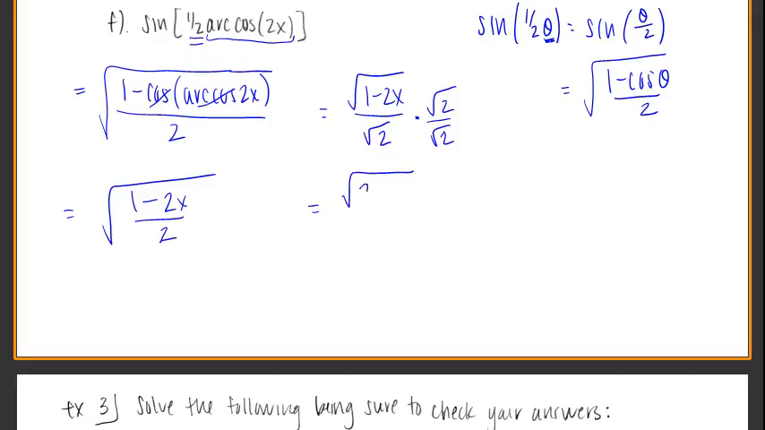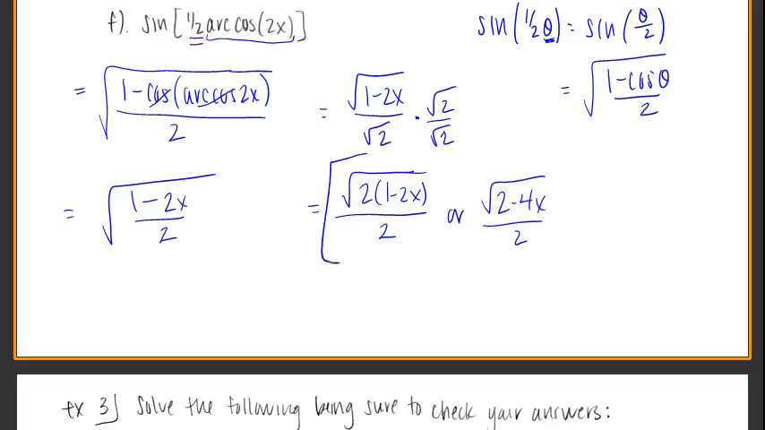we can write this as the square root of 2 times 1 minus 2x all over 2. Okay, I can't cancel those 2's because one's inside of a radical and the other one's in the denominator. But at least we can kind of look at it that way. Or if you wanted to go ahead and multiply 2 times 1 minus 2x and write it as 2 minus 4x all over 2, either one of these is perfectly fine with me.